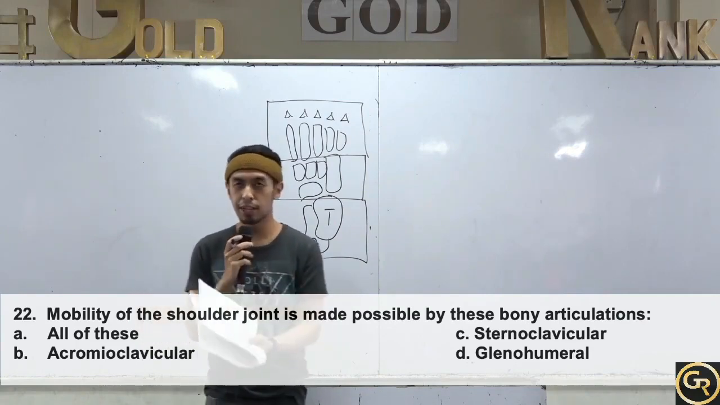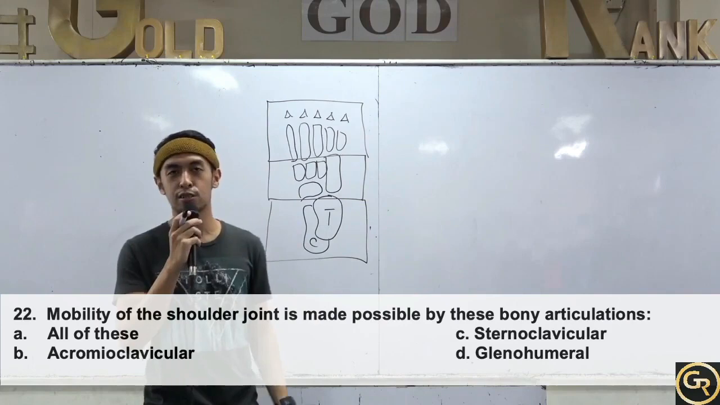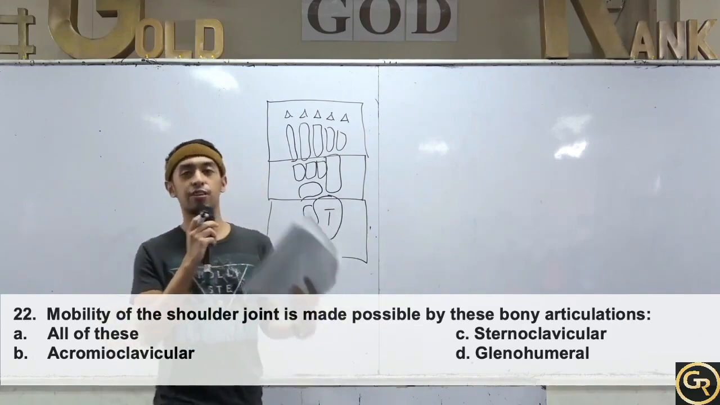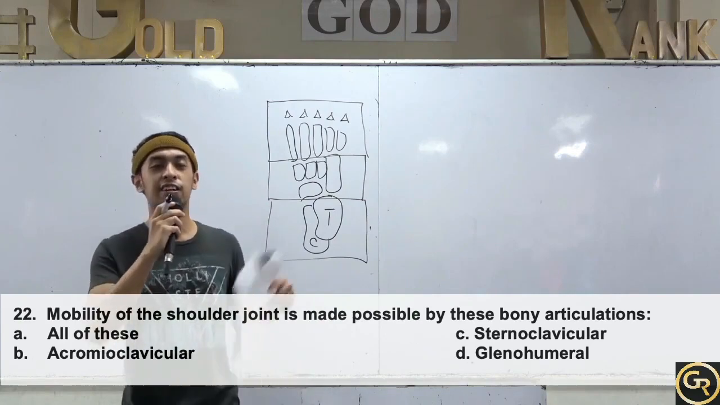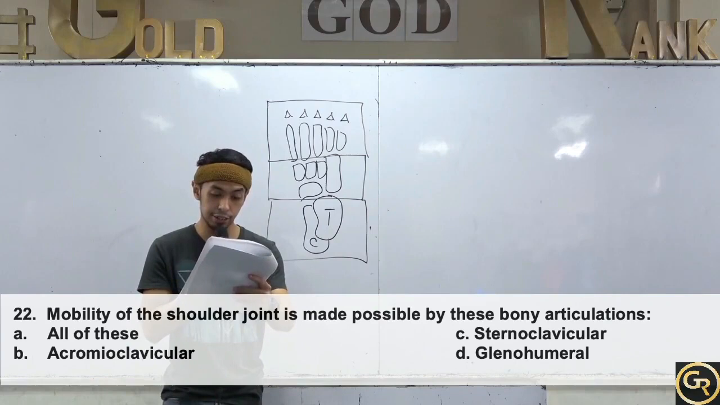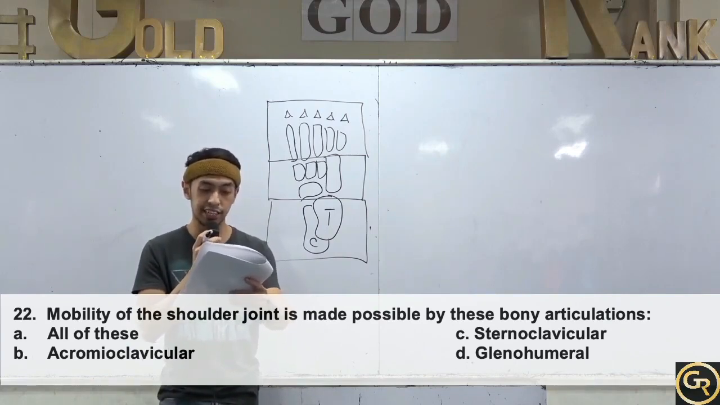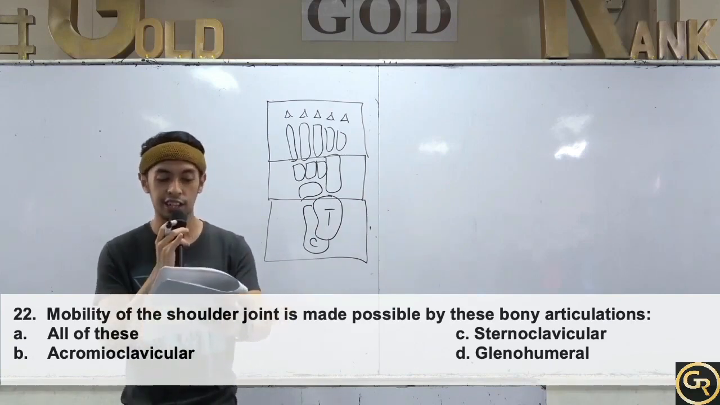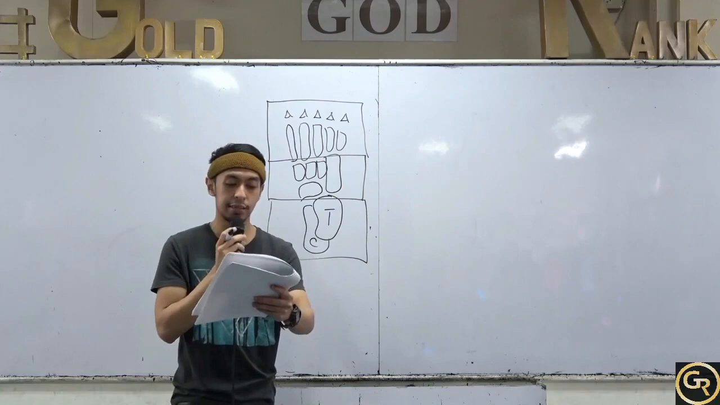Okay, sino-sino nga po ba yung mga shoulder joints natin? Our true shoulder joints, you have your sternoclavicular, your acromioclavicular, and your glenohumeral joints. Lahat po ba sila nandito? Okay, you have your SC joint, your AC joint, and your GH joint. Lahat po nandito. So, all of these. Okay, letter apple. All of these.